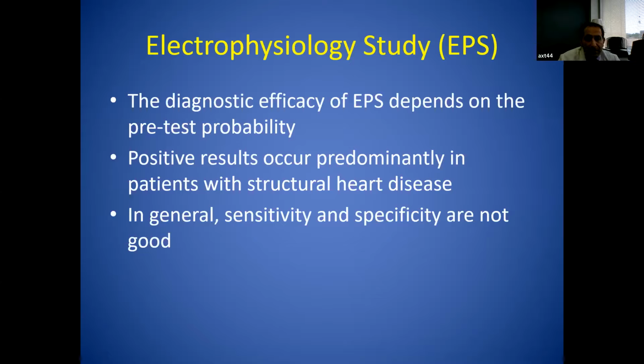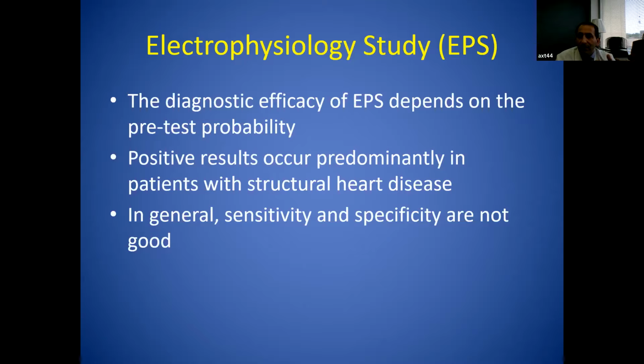Electrophysiology study, the diagnostic efficacy of an EP study depends on the pre-test probability. So if you have a hunch, I'm seeing something here. I'm seeing left bundle branch block. I'm seeing a prolonged PR interval here. There's some high-risk feature. There's hypertrophic cardiomyopathy here. Then the EP study is likely to be positive.